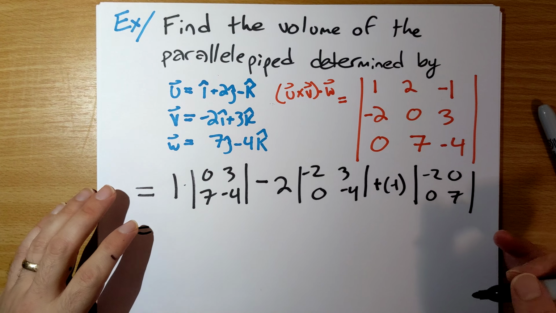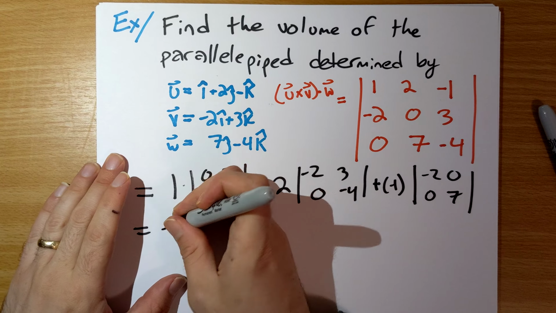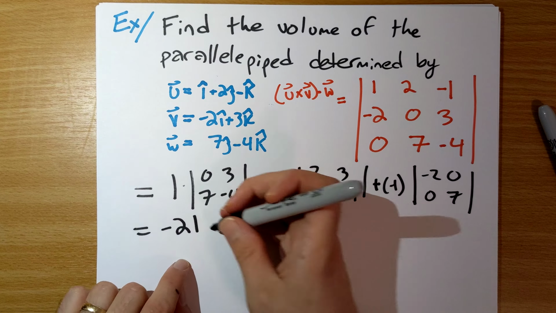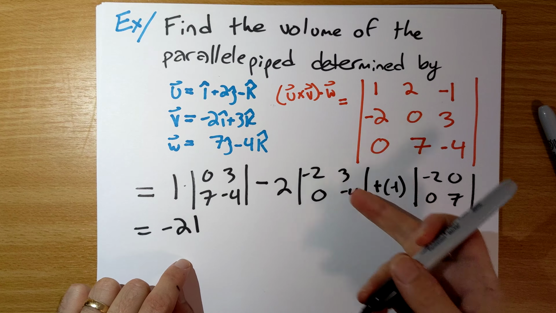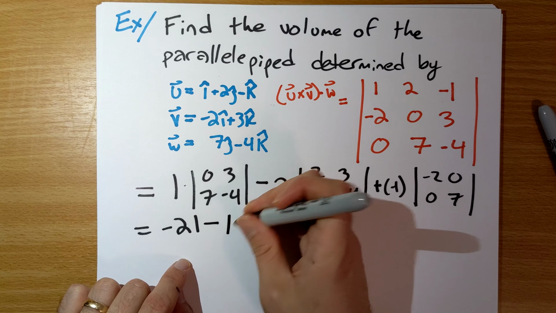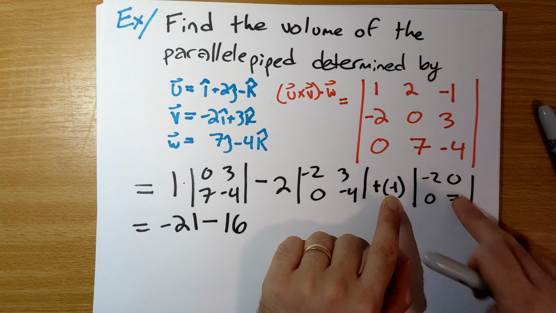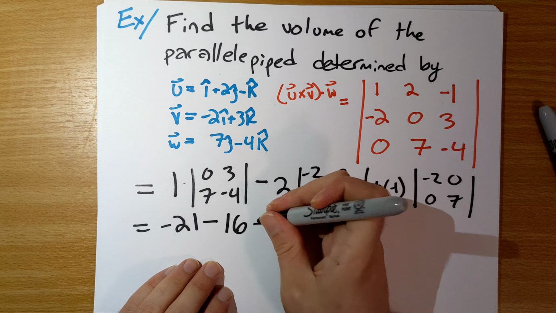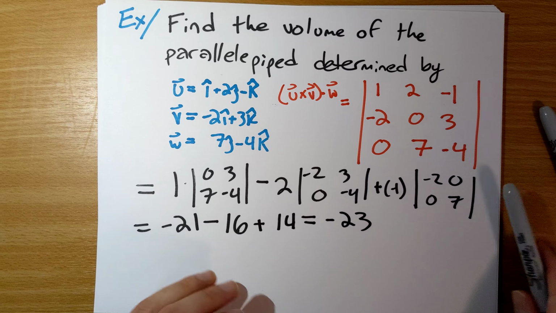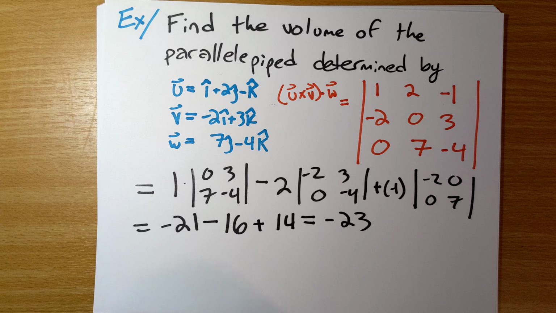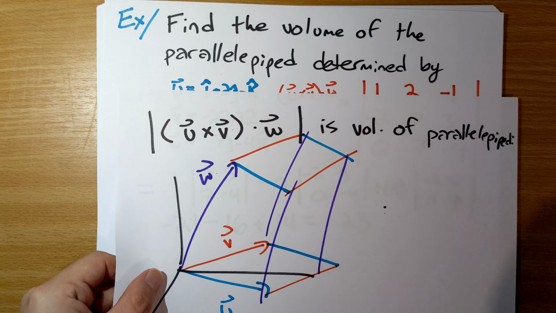So if we crunch this out, this one is 0 minus 21, times 1 is negative 21. This is going to be 8 minus 0, which is 8, times negative 2 is negative 16. And then plus negative 1 times negative 14 minus 0, so that's plus 14. And this gives us negative 23. Volume can't be negative. This is why we have absolute values here.